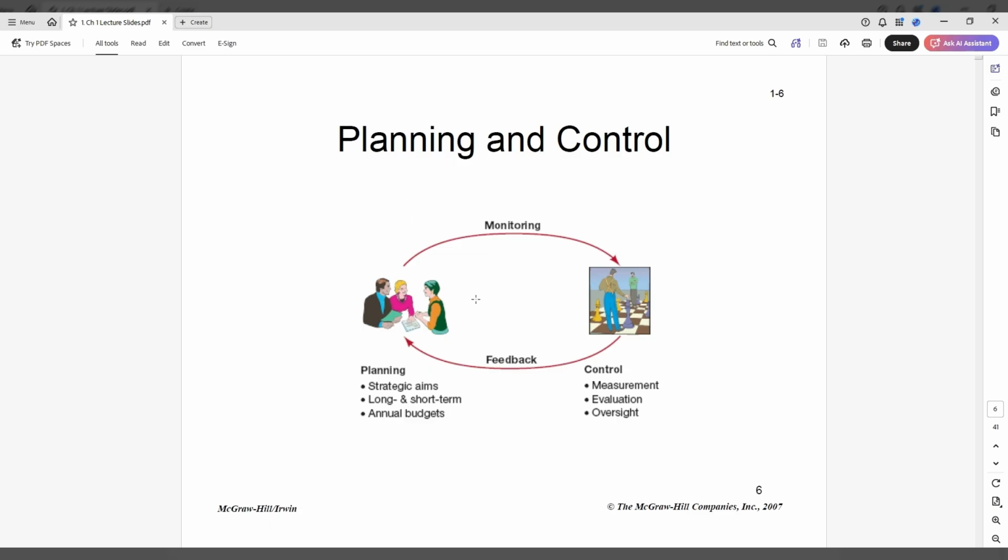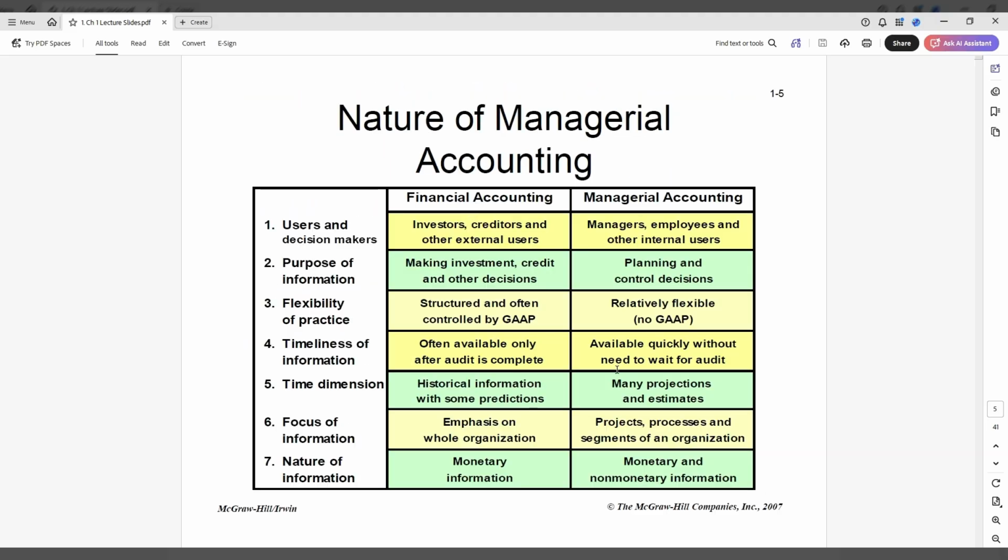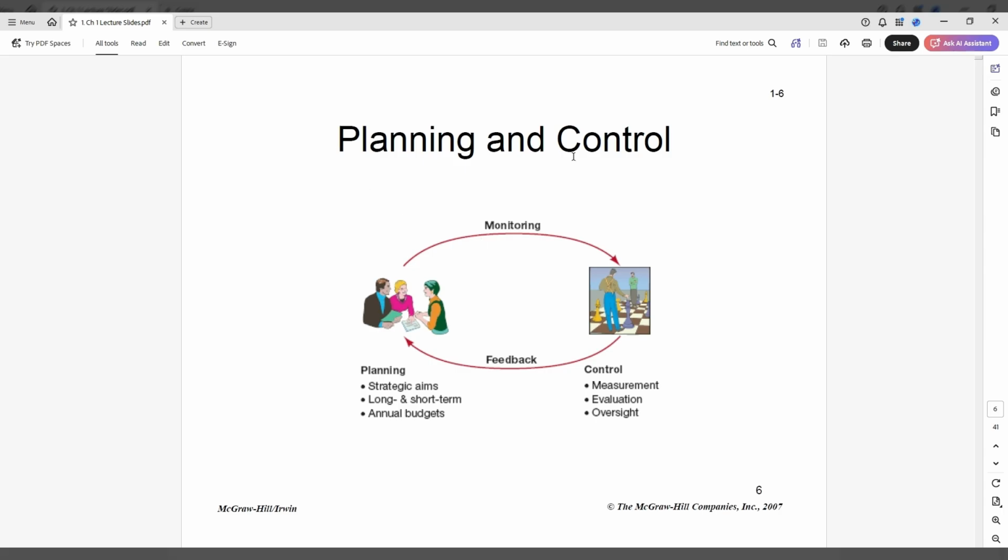Okay, so now we've talked about the differences between financial and managerial accounting. Now let's focus in on managerial accounting by itself as we move further into this class. Let's discuss briefly the process of doing managerial accounting, and how we perform that. What are we doing in that process?